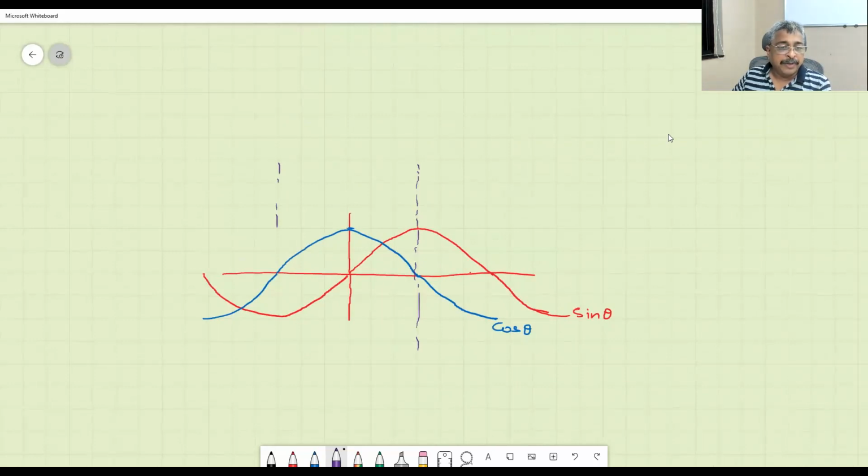Pi by 2 undefined, and it will pass through 0. At 45 it is going to be 1, so it is going to go like this. Mistake.